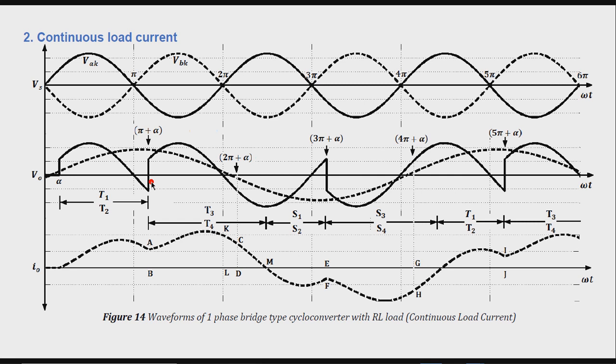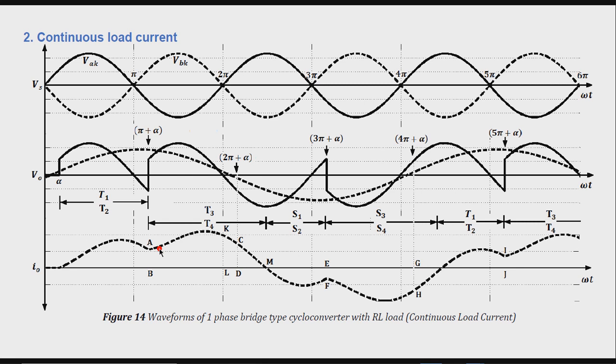Now when T3 and T4 are triggered in sequence at omega t equal to pi plus alpha, a reverse voltage appears across T1 and T2, and therefore thyristors T1 and T2 are naturally commutated. So when T1 and T2 are commutated, the load current builds up to a value equal to AB as shown in this waveform.